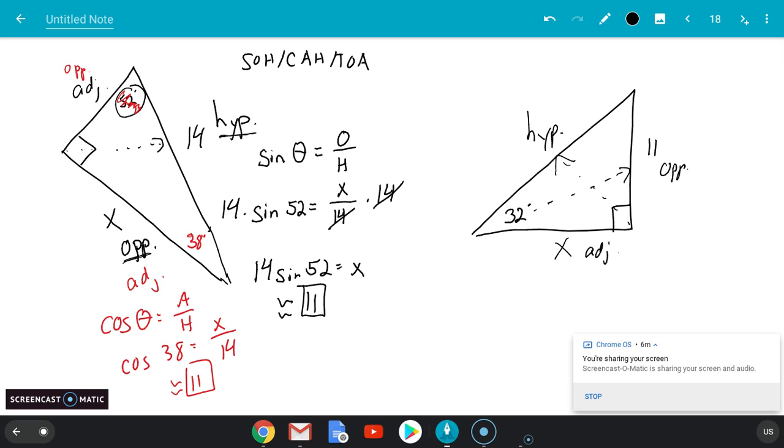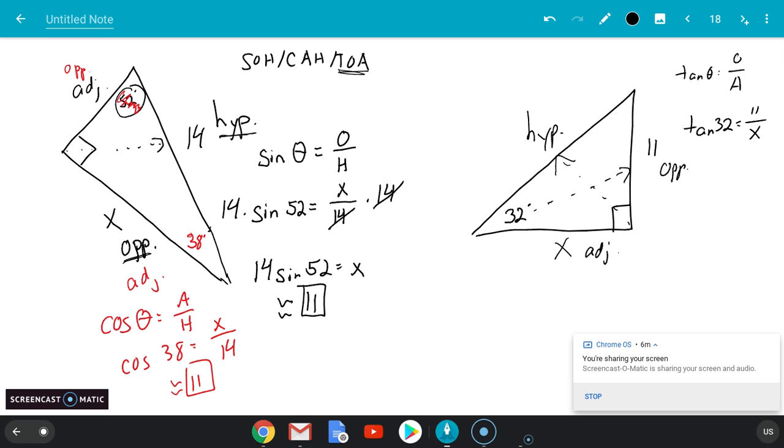So which function deals with opposite and adjacent? That's tangent. So now let's set up the problem. Tangent theta equals opposite over adjacent. Fill in the blank here. Tangent of 32 equals 11 over x.